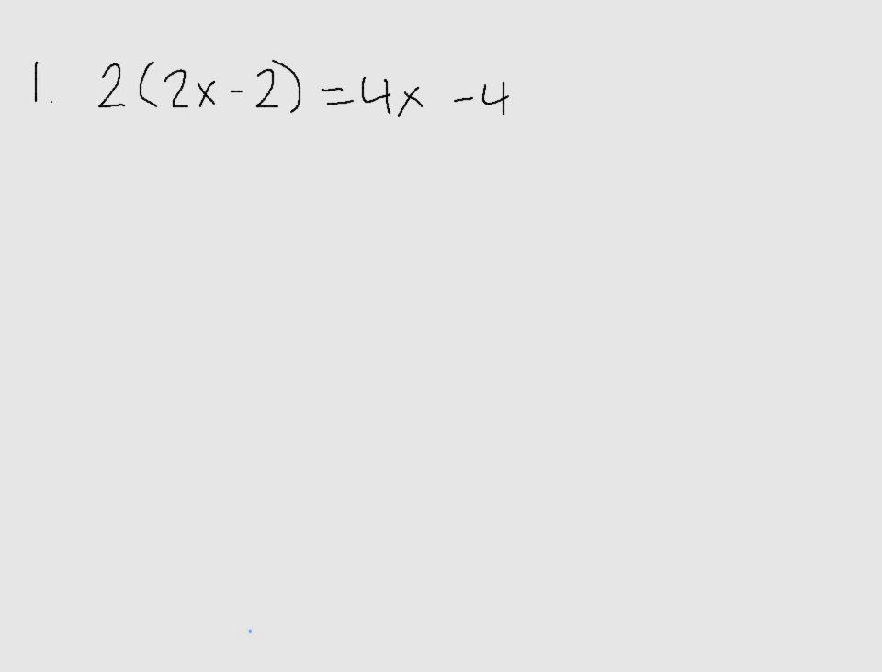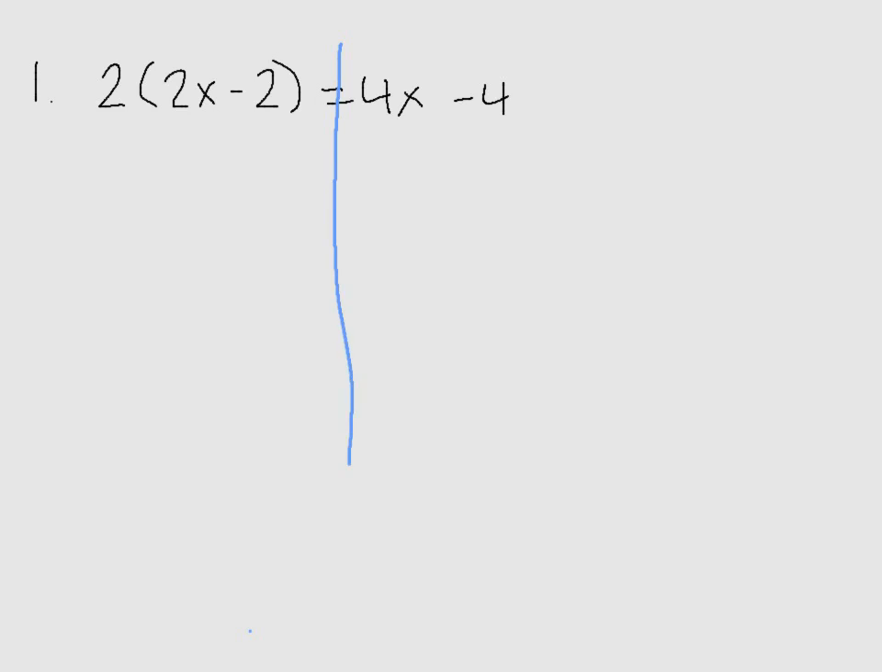Now, I would like you to try these three problems, pause the video, and then check your answer. Number 1 says 2 times 2x minus 2 equals 4x minus 4. Pause your video. Now let's go ahead and check your answer.